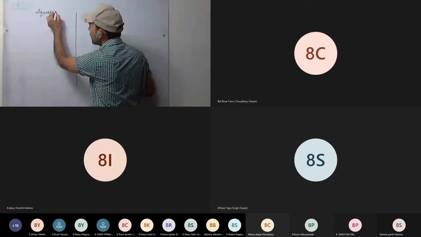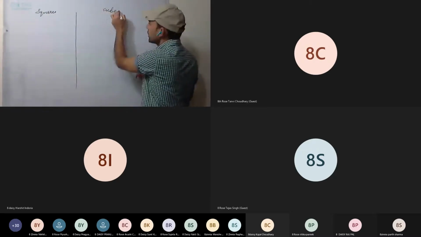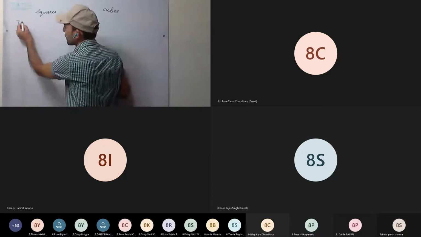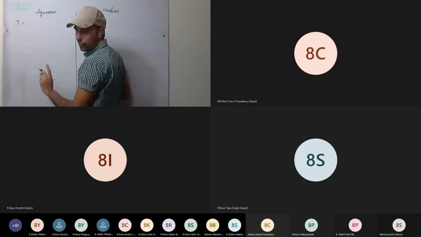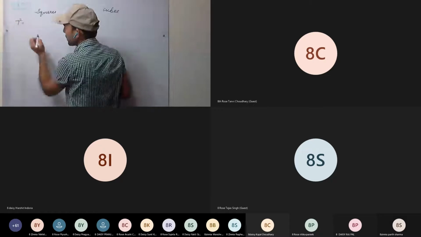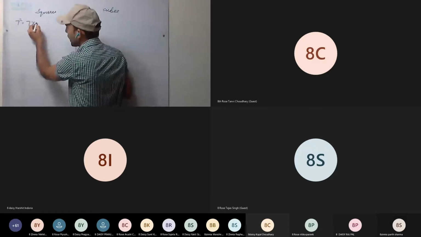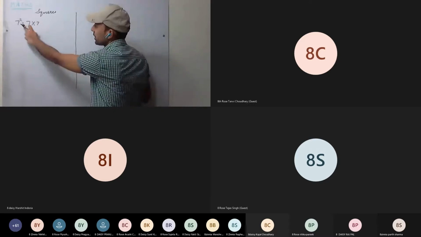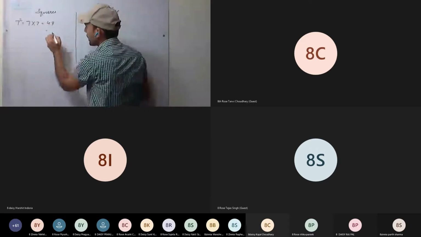So we have discussed squares and cubes. In squares, what happens if any number is given to you? For example, 7. What will we do? Its square we have to find. That means 7 square, and it will be multiplied by itself 2 times. That is square. It is 49.